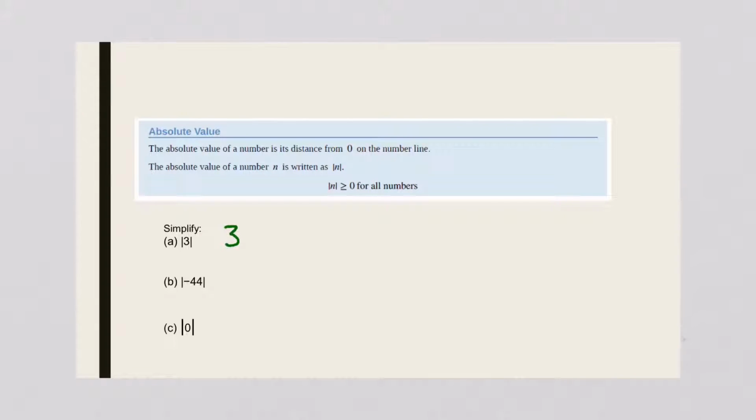So on part B, remember, distance can never be negative. Even if you walked backwards somewhere, you still walked however far you went. You don't indicate that with a negative number because you were going backwards. Distance is always positive. So the absolute value of negative 44 is positive 44. And on part C, how far is 0 from 0? It is simply just 0 units away.